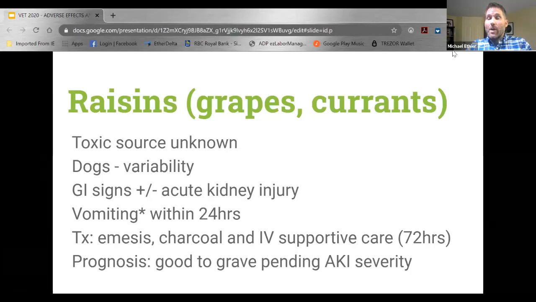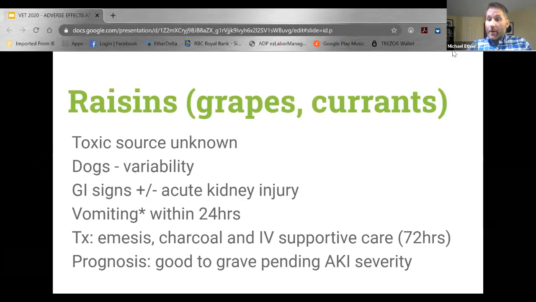although an individual dog's response is going to be quite variable. And I see that from experience. Before knowing 10 or so years ago that raisins were toxic, I used to use them as a treat for my own dogs and never once encountered GI signs or acute kidney injury. And I'm sure many of you guys have felt the same. So there's definitely a huge variability amongst the dogs.